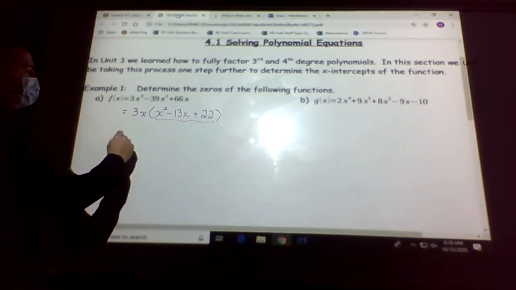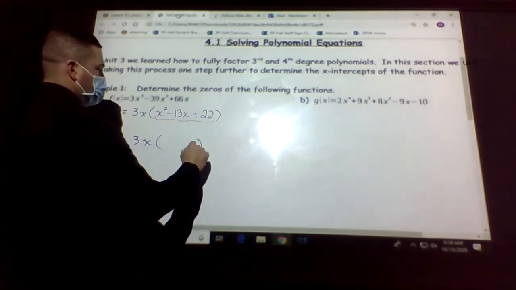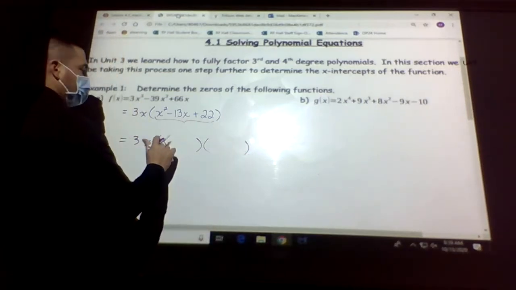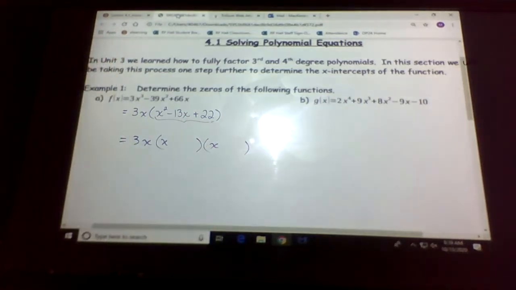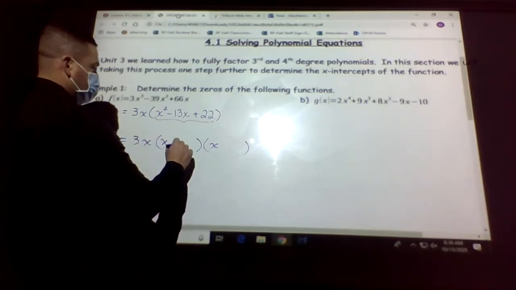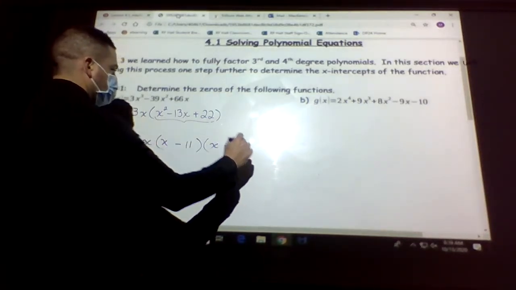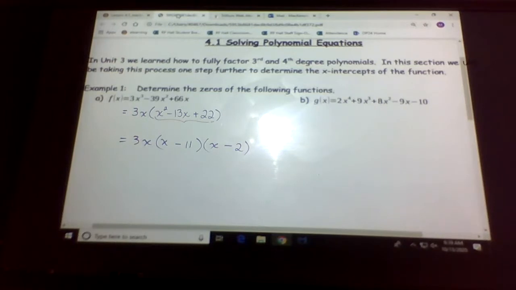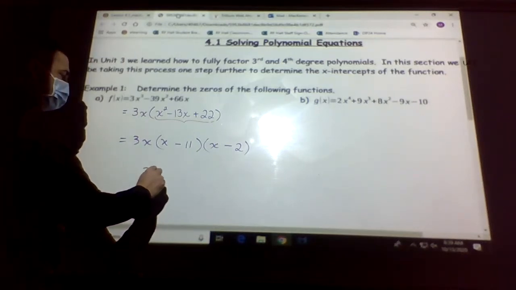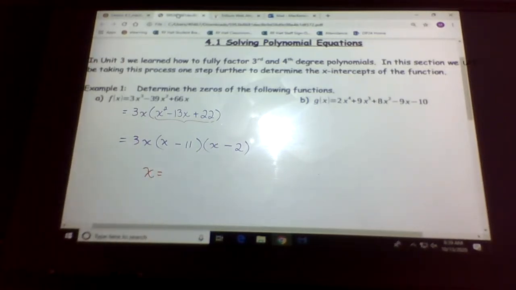So 2 numbers that multiply to positive 22 and add up to negative 13. What would those 2 be, Artemis? Negative 11 and negative 2. Good, so negative 11 and negative 2. Okay, so we factored fully, and we factored because we're looking for the zeros.